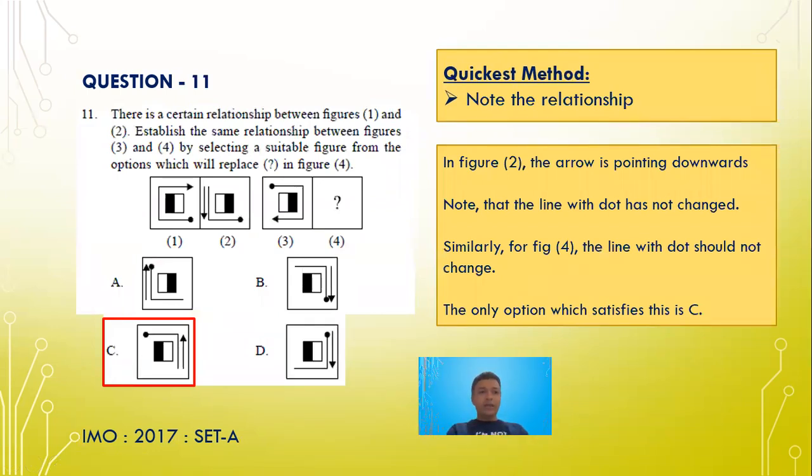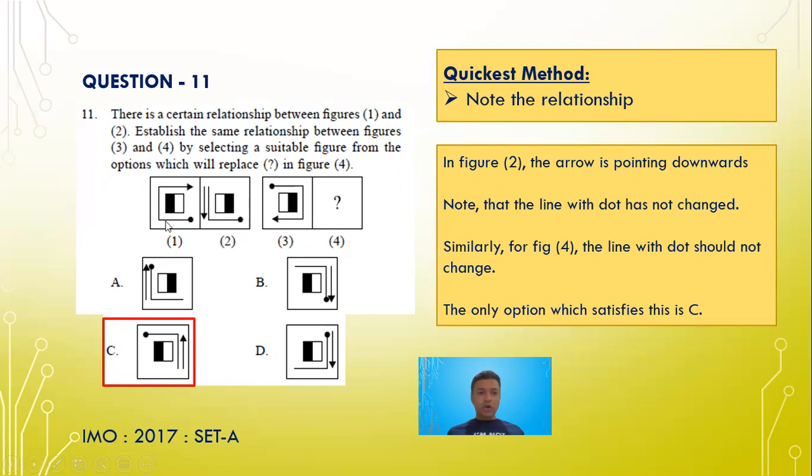Okay, question number 11. There is a certain relationship between figures 1 and 2. Establish the same relationship between figures 3 and 4 by selecting a suitable figure from the options, which will replace the question mark in figure 4. Okay, so in such cases, note the relationship. In figure 2, the arrow is pointing downwards. Other than that, the position of this circle line has not changed.